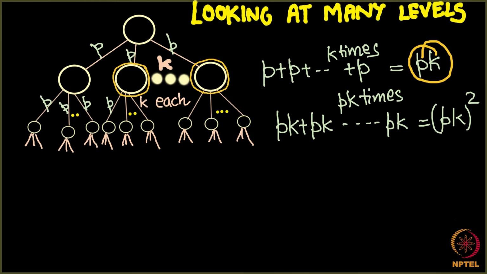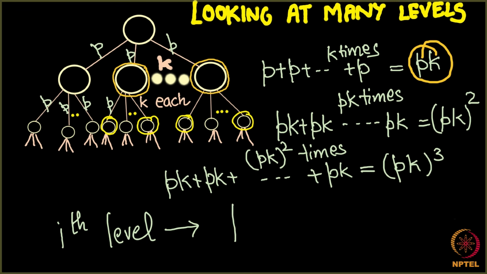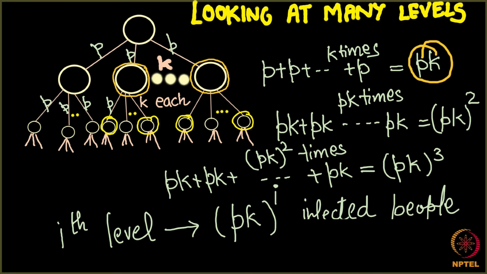What happens at the third level is again similar. So let's say these people are those pk square number of people who are infected. So now on the next level, how many people will be infected? Each of these guys over here will infect on an average p into k number of people. So in the next iteration, pk plus pk plus pk, and there are pk square people. So we add it pk square times and we get pk cube. So in the third level, pk cube number of people gets infected. Similarly, what happens at the ith level is pk to the power i people get infected.